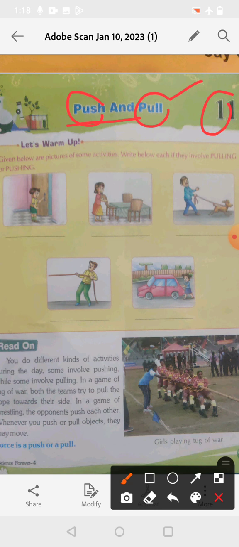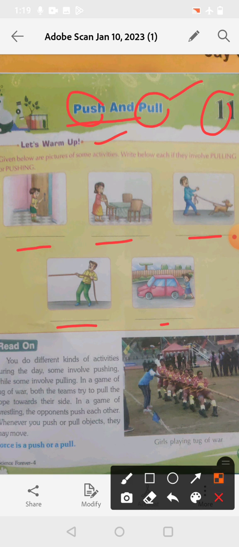So whenever you move something towards you, that would be a pull. And whenever you take that thing opposite, or it moves away from you, that will be a push. Okay, students. So here in your book, a warm up activity is given. With the help of these pictures of some activities, it will be more clear to you whether pulling is involved or pushing is involved in these activities. So here you can see space is also given. In the given space, you have to write down whether it is pushing or pulling.